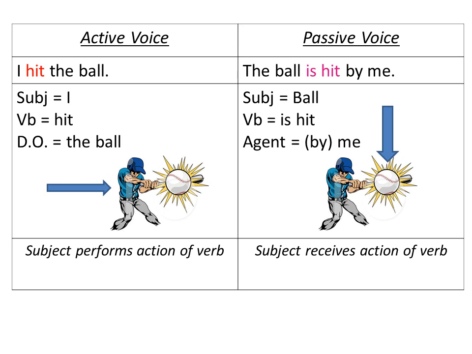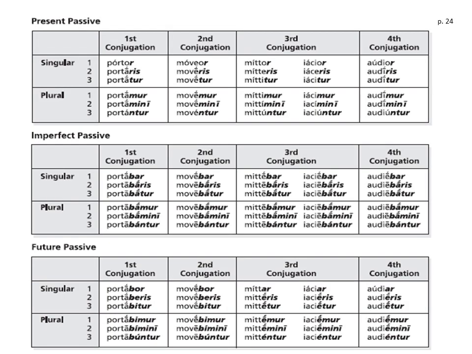We call that the agent. That is the person that actually performs the action, but, very important, not the subject. Subject here is ball. So in a passive sentence with a passive verb, we have a subject, a verb, and an agent, whereas in an active voice sentence, we're going to more likely have a subject, a verb, and a direct object.